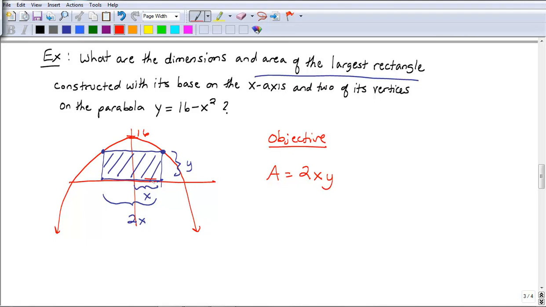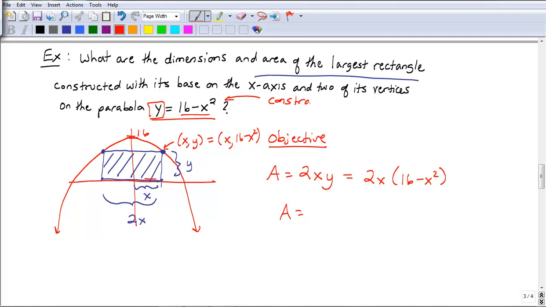And there's supposed to be a constraint equation somewhere, and the constraint equation actually comes from the parabola. I know that the point on that parabola is usually given by x, y, but since it's on the parabola, y is really just 16 minus x squared. I can replace the letter y with 16 minus x squared. So this becomes 2x times 16 minus x squared. So this is my constraint here. It allows me to replace the y with stuff with x's in it. And so here I get 16 times 2 is 32x minus 2x cubed. That's a polynomial and it's defined everywhere.